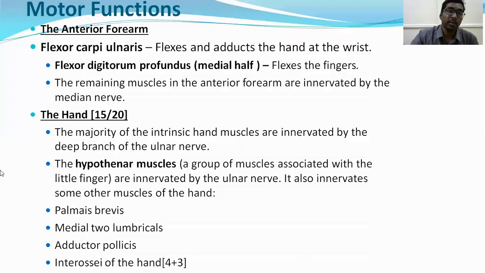So the motor functions. In the anterior forearm, I already told you. The flexor carpi ulnaris flexes the hand at the wrist, and the medial half of the flexor digitorum profundus is paralyzed in case of ulnar nerve injury. In the hand, 15 of 20 muscles are paralyzed: hypothenar muscles, palmaris brevis, medial two lumbricals, adductor pollicis, and interossei. Interossei means 4 dorsal interossei and 3 ventral interossei are paralyzed in case of ulnar injury.